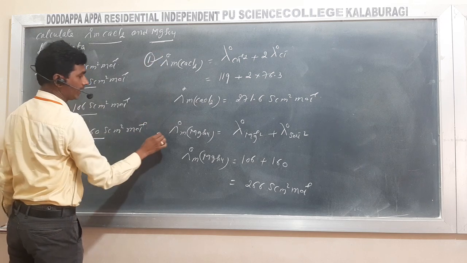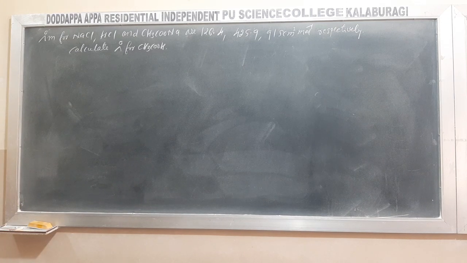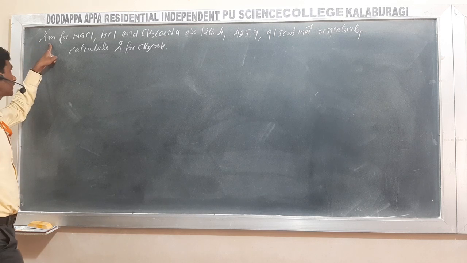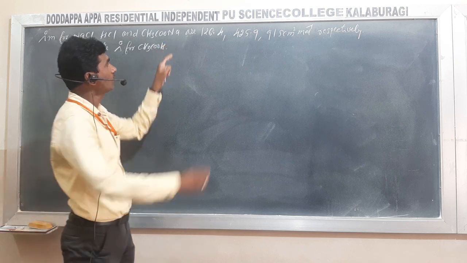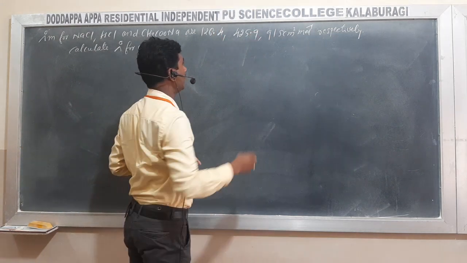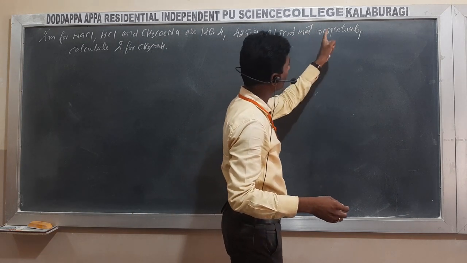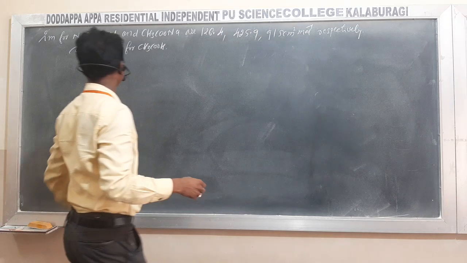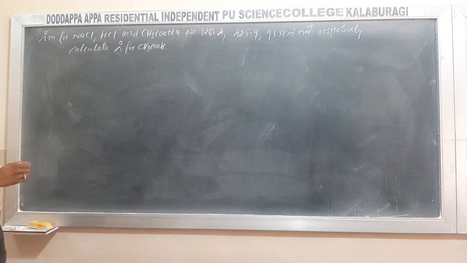This is 1 and this is 2. Next problem. Limiting molar conductance for NaCl, HCl and sodium acetate are 126.4, 425.9 and 91 S cm² per mole respectively. Calculate limiting molar conductance for acetic acid.